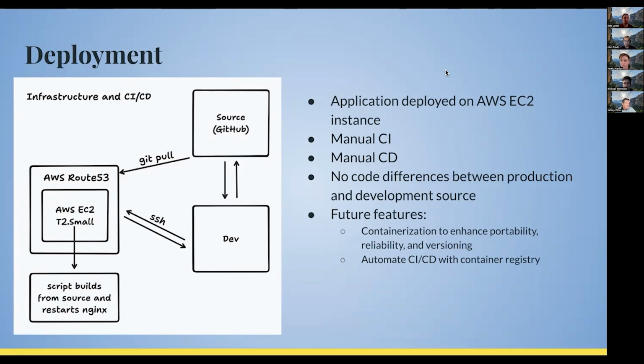Some aspirational features that we want to incorporate are containerizing our application to enhance the portability, reliability, and versioning of the system. That will also allow us to automate our CI/CD pipeline so we can run tests and do other things automatically as we integrate changes into our code base. And I'll hand it over to John to discuss front-end development.